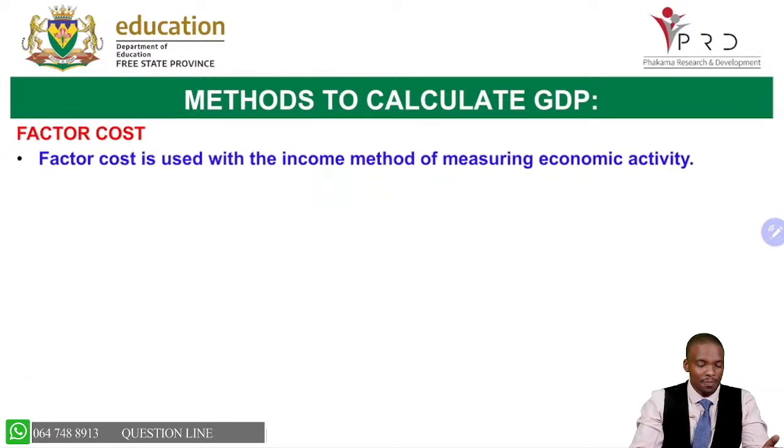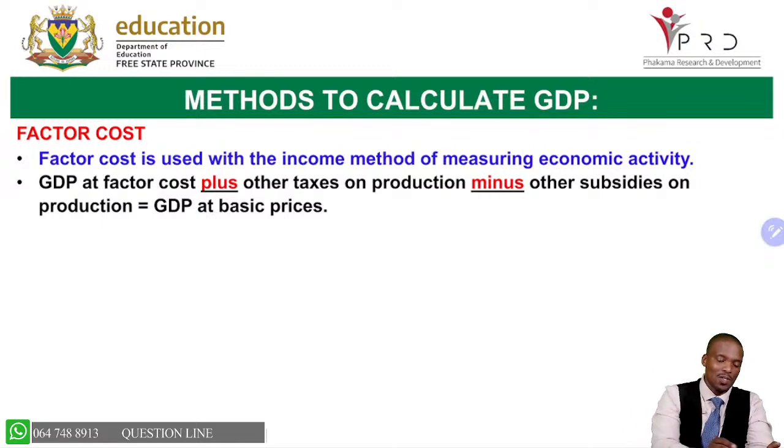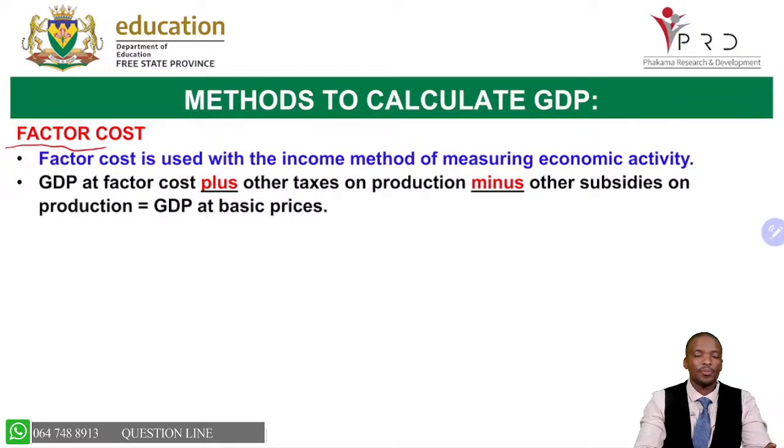Methods of calculating GDP. We are adding now. We start with the factor cost. This factor cost is used in which method? In the income method, when we are measuring economic activities. So how do we get that?